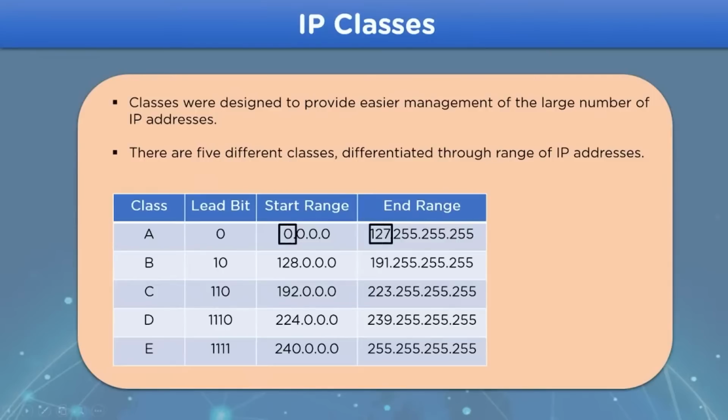Then we have Class B. Class B fulfills the requirements for medium-sized networks, where the first two bits for the network ID are 1 and 0, with a range from 128 to 191. Then we have Class C, which can fulfill the requirement for small-sized networks, where the first three bits for the network ID are 1, 1 and 0, ranging from 192 to 223. From this, we get that classes A, B and C are used for assigning addresses to the host network.